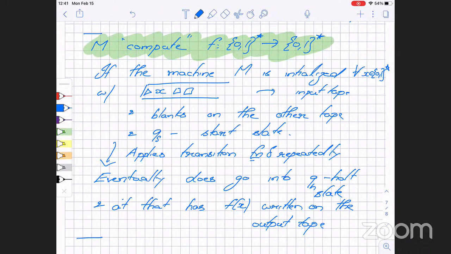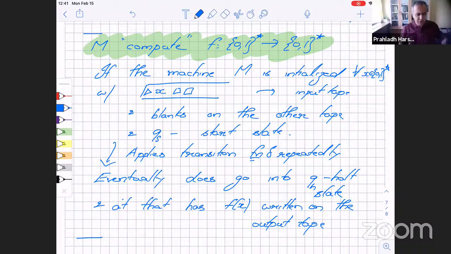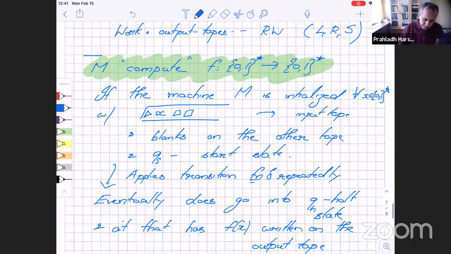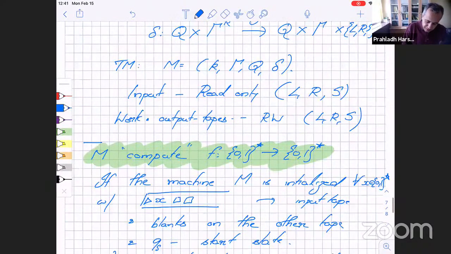One more technical doubt: should all the work tapes also start with the start symbol? That's up to our convention. Because I'm having one-sided tapes, you can assume that there's a start symbol over here just to indicate that this is the extreme left end of the tape. There's nothing on the tape beyond it. So let's assume that all the tapes actually start with the start symbol.